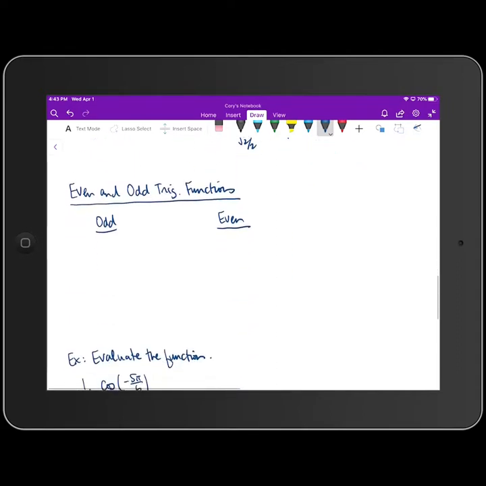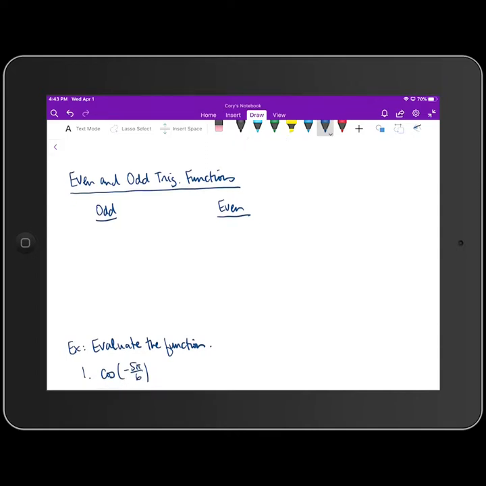Okay, last topic for us to go over, then we'll do some examples with this: even and odd trig functions. There are 4 odd trig functions. The 4 odd trig functions are sine and its reciprocal cosecant, and tangent and its reciprocal cotangent. And the two even functions are cosine and its reciprocal secant.